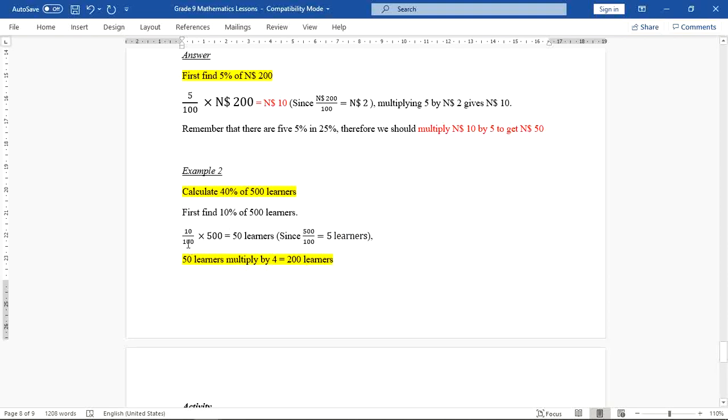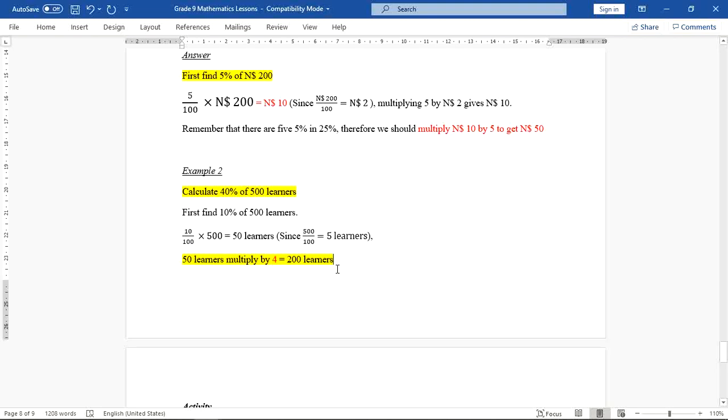Let me repeat that again. First you find 10%, because it is much easier to find 10% of an amount. So say 10 over 100 times 500. You divide 500 by 100, and that will give you 5 learners. Then you multiply 5 learners by 10, so 5 by 10 will give you 50. So 10% of 500 is 50. But remember that in 40%, there are 4 tens. That's why I've multiplied the 50 learners by 4 to get 200 learners.